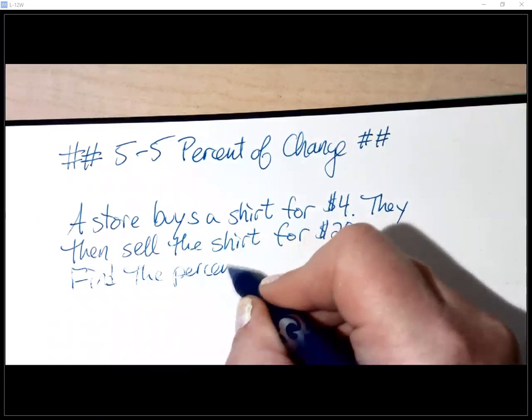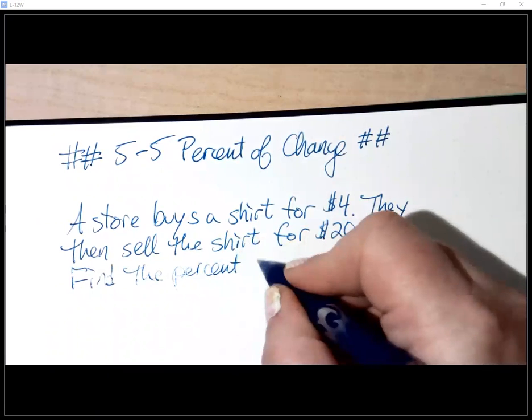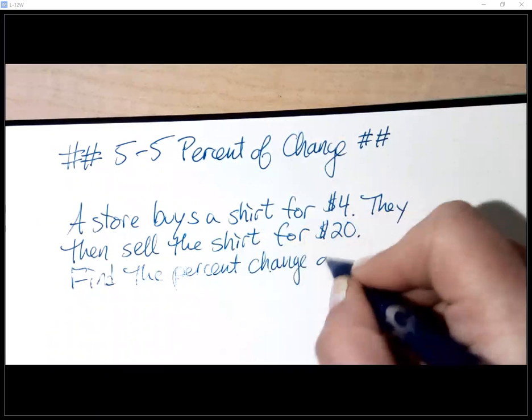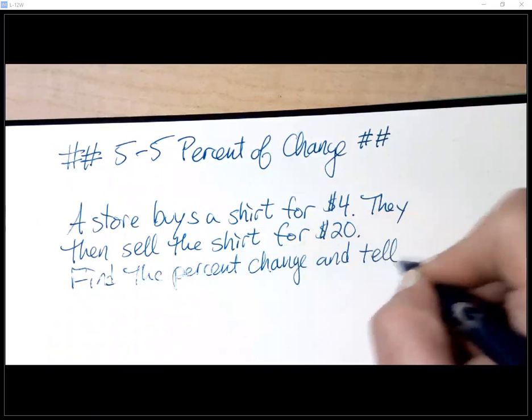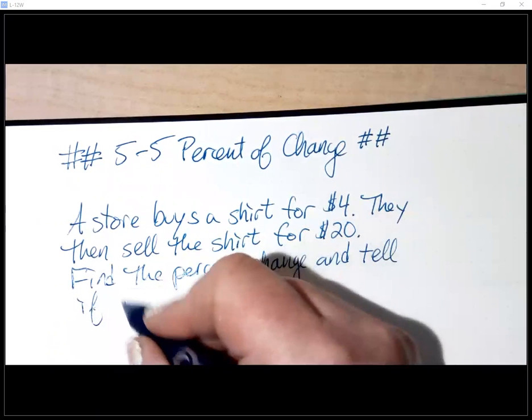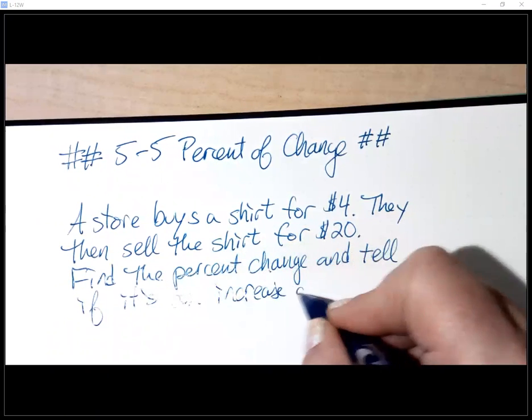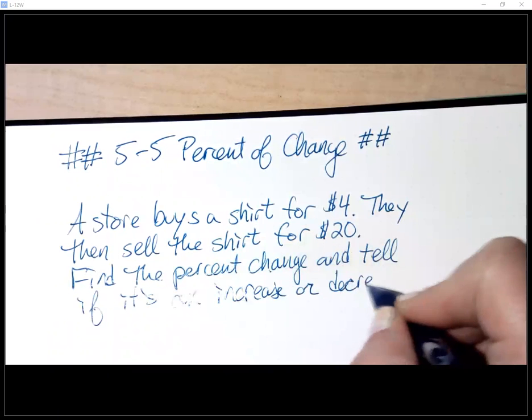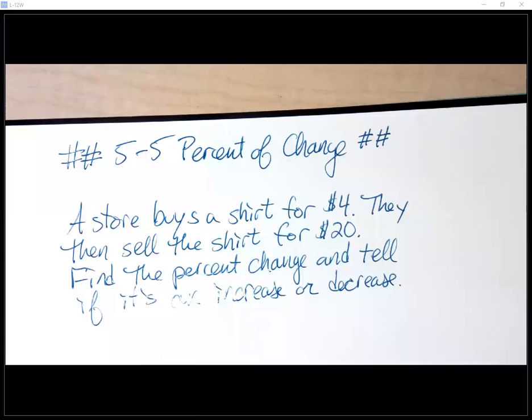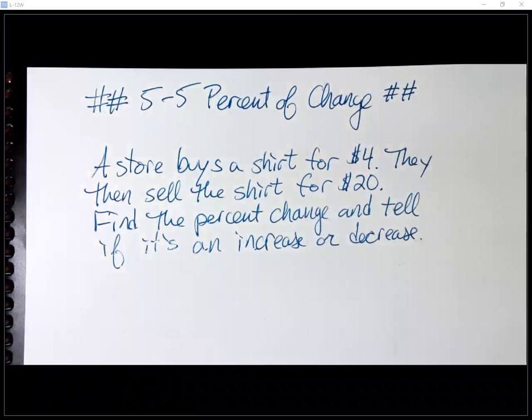So the instructions will say something like find the percent change and tell if it's an increase or decrease. So what I want to do is basically figure out how much did they mark this shirt up? Okay, so that's, I mean, all stores do it, right? Otherwise they wouldn't be able to operate. They're going to buy stuff and then they're going to resell it to you for, I mean, you hope just a little bit more.